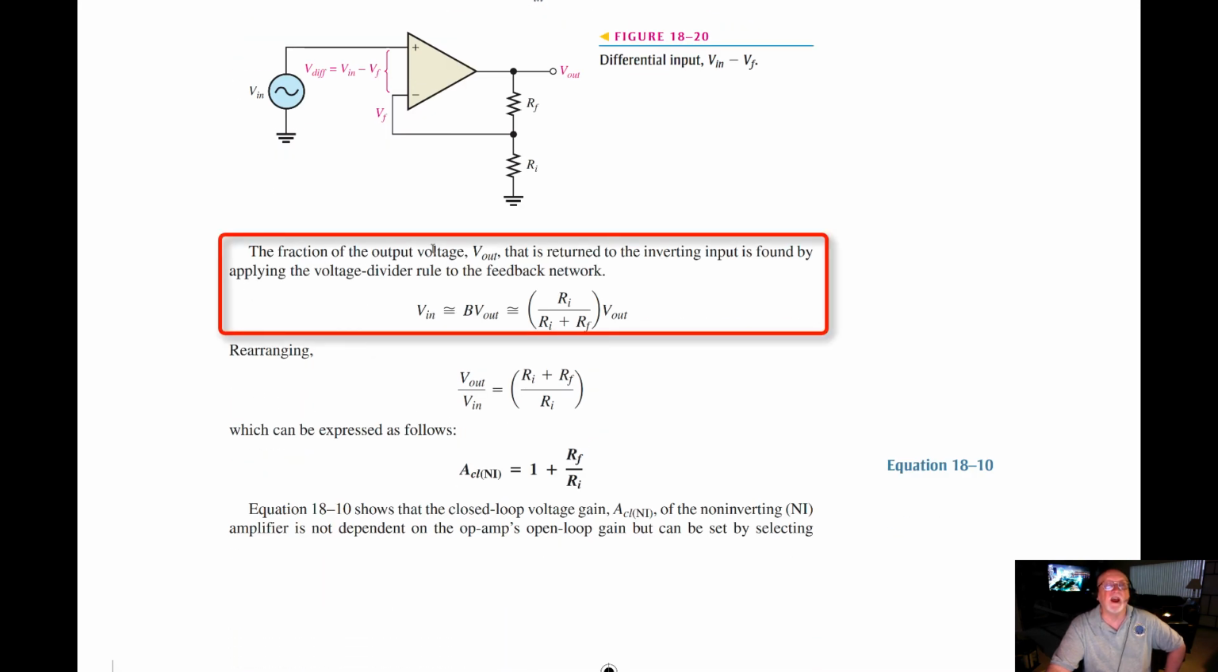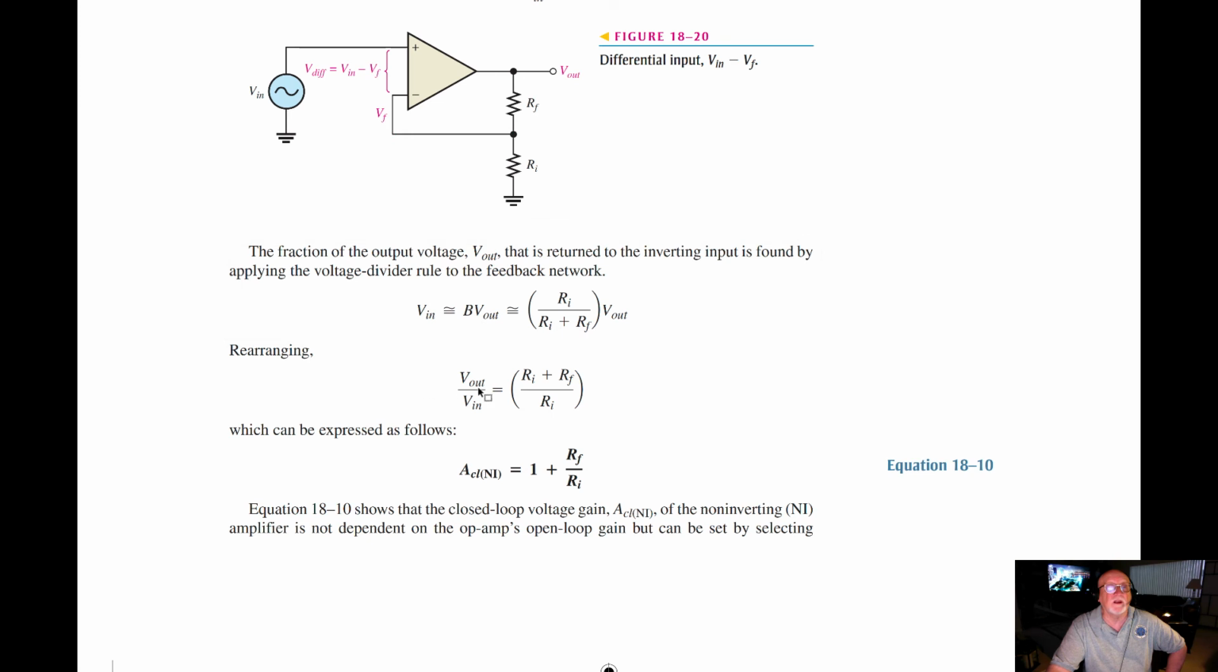The fraction of the output voltage V out that is returned to the inverting input, we can see that, is found by applying the voltage divider rule to the feedback network. So Vin is equivalent to B times V out, which is equivalent to the voltage divider Ri over Rf plus Ri. Rearranging, we can get the ratio of V out over Vin, which can be expressed as the gain, ACL, non-inverting, equal to 1 plus RF over Ri.